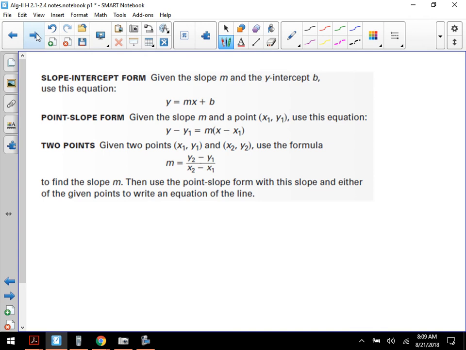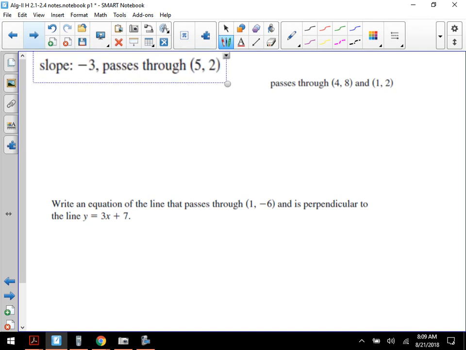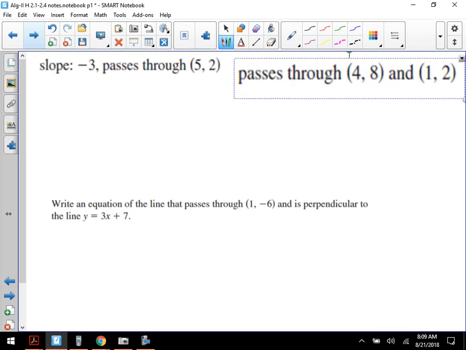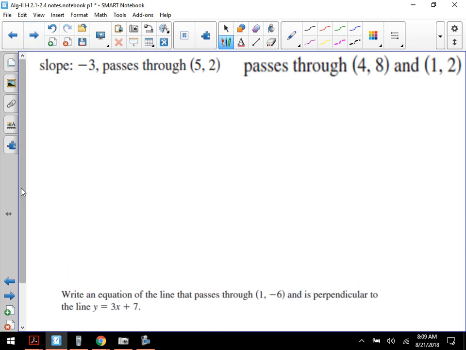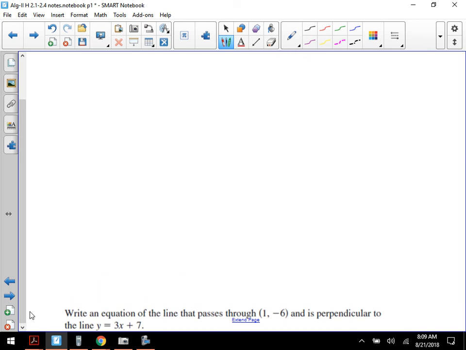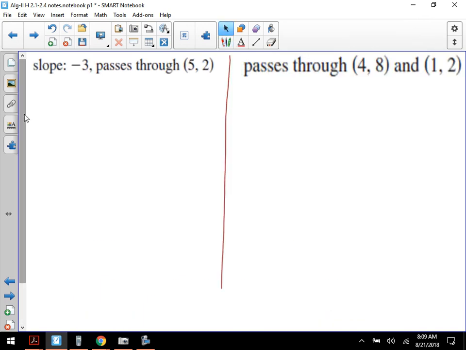So, we did all this stuff. All right, let's try a couple examples then. See what you remember. We'll come back to this perpendicular one later. So there's two of them here. Write an equation of a line that has a slope of -3 and goes through the point (5, 2). Then write the equation of a line that passes through the points (4, 8) and (1, 2). Put those both into slope-intercept form. Take a couple minutes, see if you can get it done.